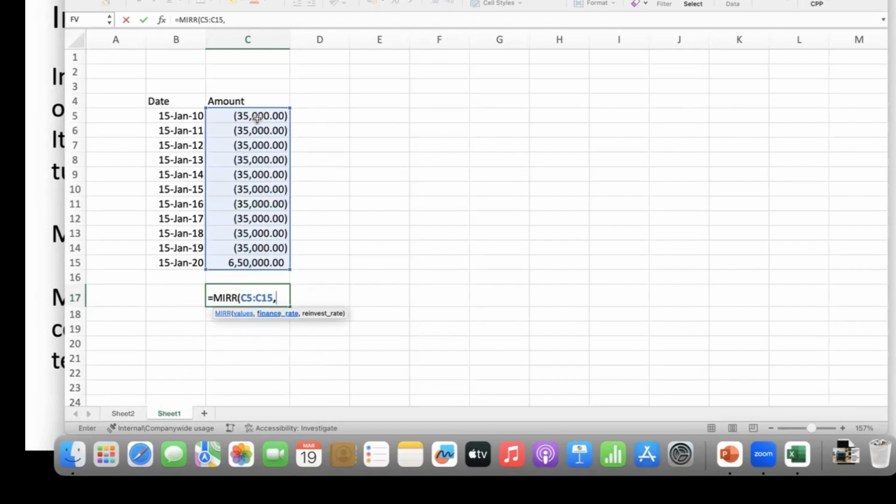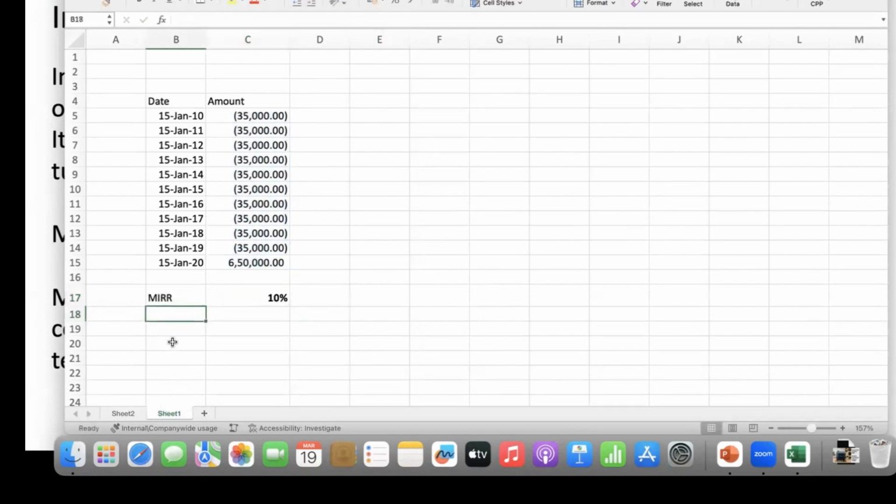We will try to understand what is the finance rate and let that be 9%. And what is the reinvestment rate? So money is reinvested back to the business at 9%. So I will put 9% here also. MIRR comes to 10%. Now, how is MIRR useful to us? If we have 2 or 3 SIP options in front of us, we can apply MIRR to understand which one is better.